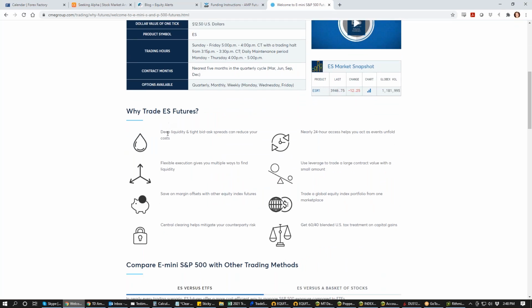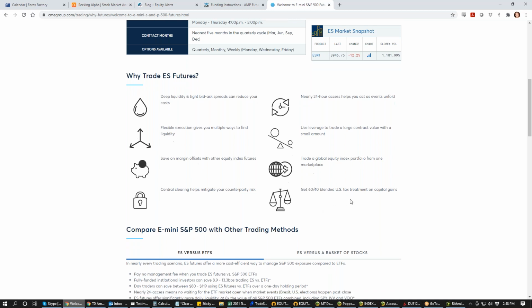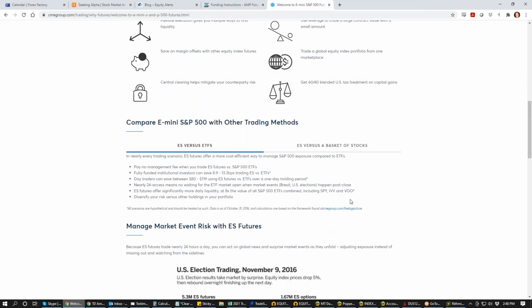Oh, why trade S&P futures? Deep liquidity, tight bid-ask spreads, flexible execution gives you multiple ways to find liquidity. Save on margin offsets with other equity index futures. Central clearing helps mitigate your counterparty risk. Nearly 24 hours access. Leverage. Global equity index portfolio. 60/40 blended tax treatment. So there are some tax advantages too.